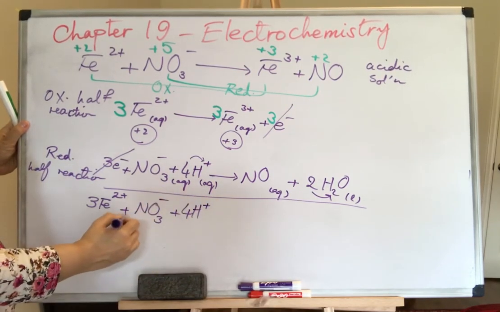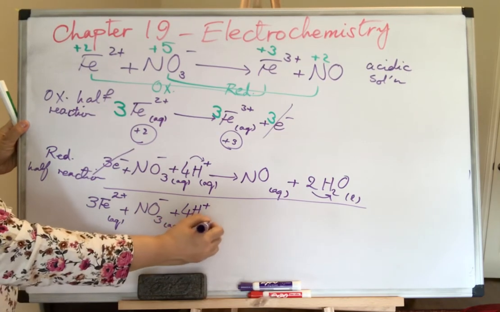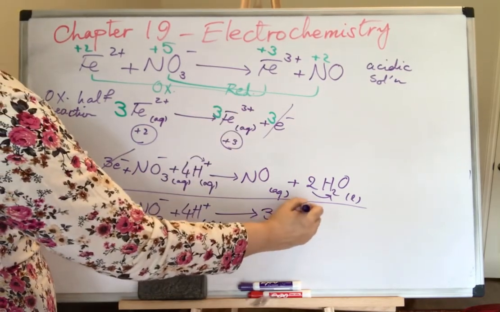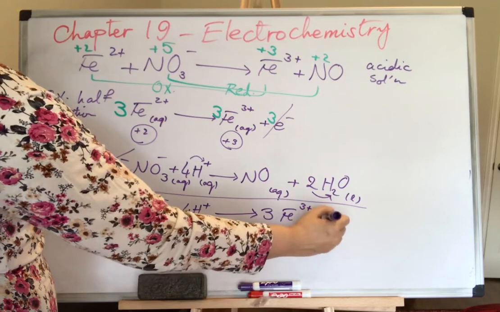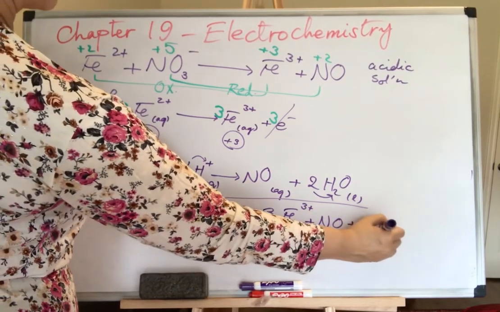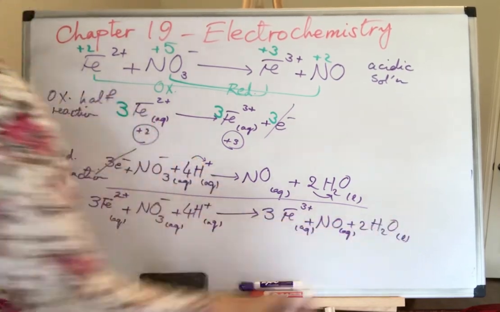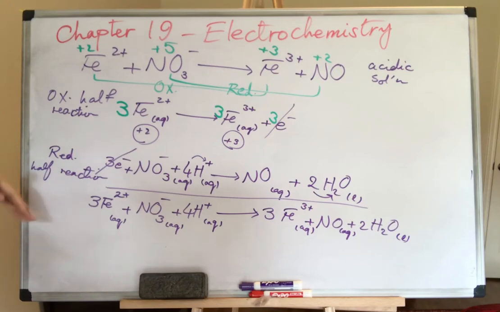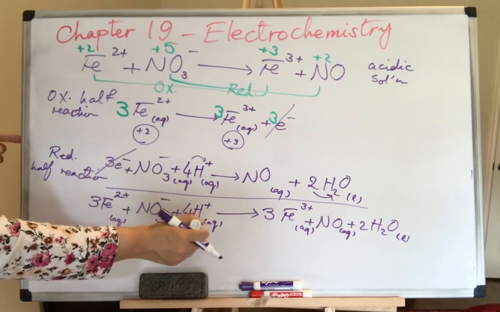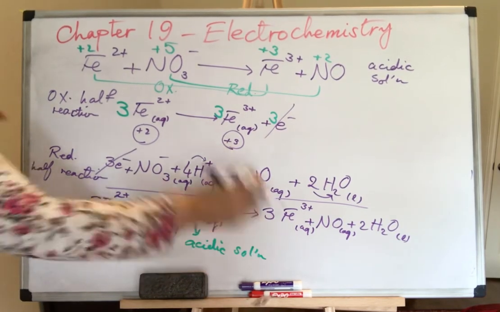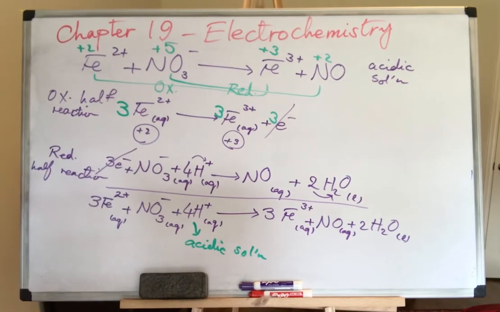They're all aqueous. If you write the physical states, that makes it more complete. And on the other side, you have 3 Fe3+ plus NO plus 2 H2O. Again, they are aqueous, and water is liquid. So now you have balanced this equation, and the question was asking for the acidic solution. So you are showing the acidic solution because hydrogen ion is the symbol for acidic solution.